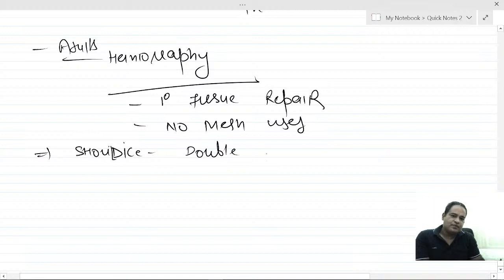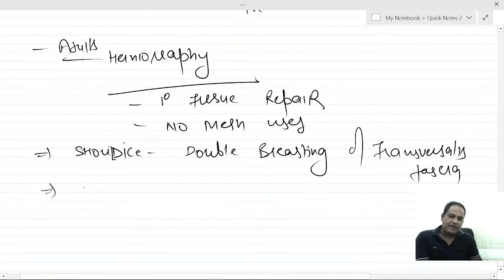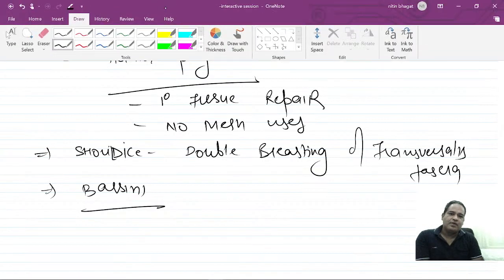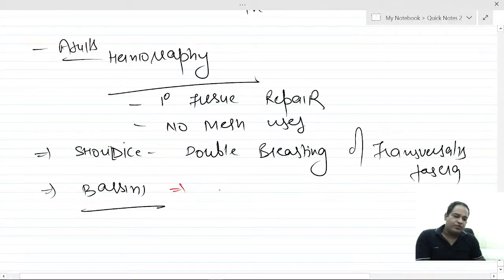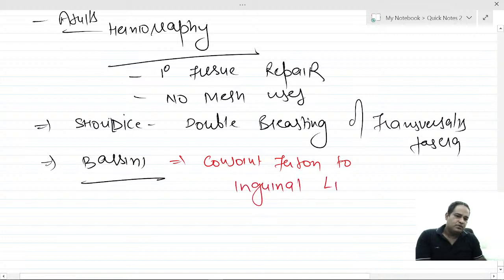Shouldice repair, double breasting of transversalis fascia. Fine. Bassini. Fine. So we join the conjoint tendon to the inguinal ligament. Fine.